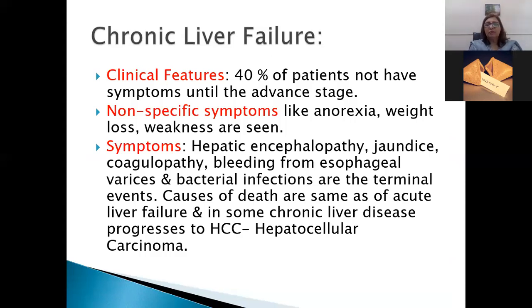Especially chronic liver failure because of hepatitis B and hepatitis C viral infection can lead to hepatocellular carcinoma, which is a malignant tumor of the liver, which we are going to discuss as we go through the pathology of the liver one by one. So the symptoms are encephalopathy, jaundice, coagulopathy, bleeding from esophageal varices, and bacterial infection. They are the terminal events. Causes of death can be bleeding or acute renal failure as well. And sometimes in chronic liver failure, cirrhosis can lead to hepatocellular carcinoma, or HCC.